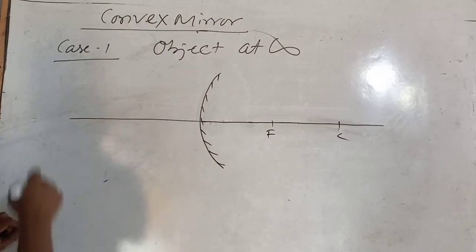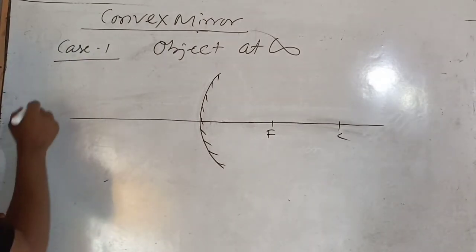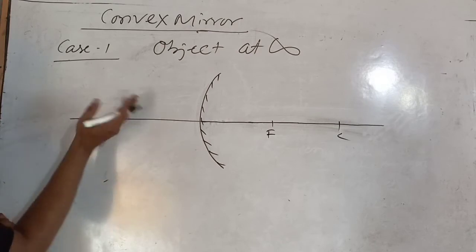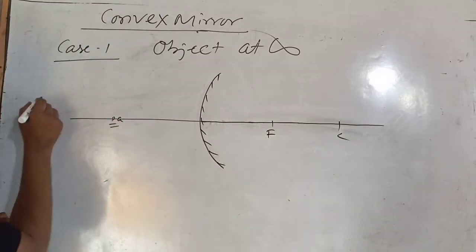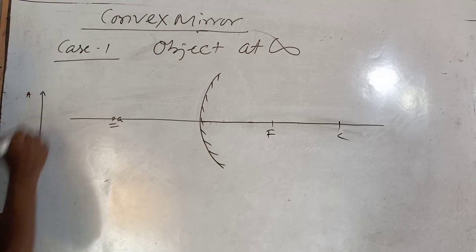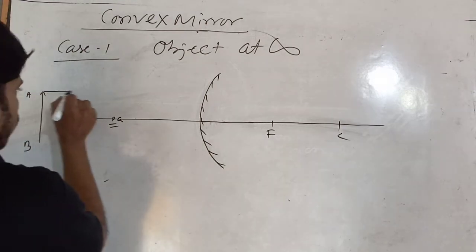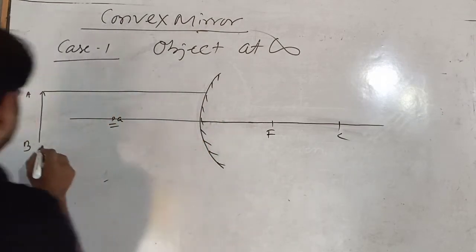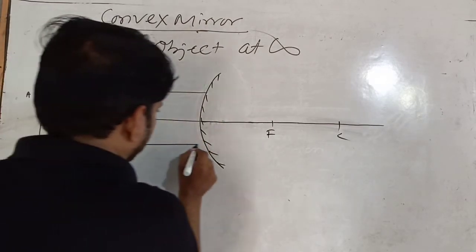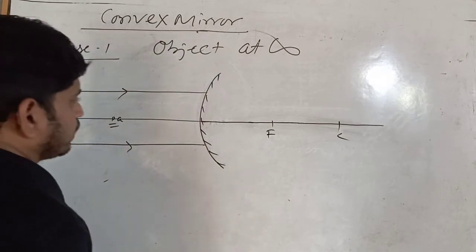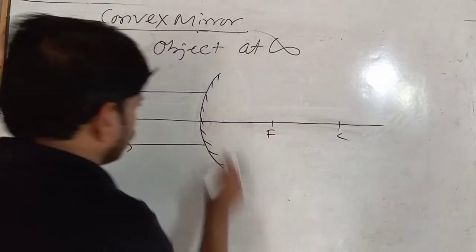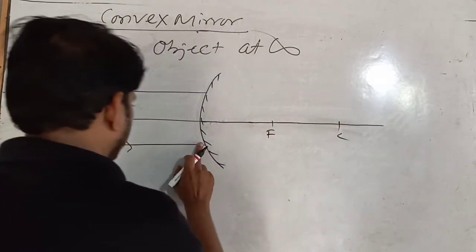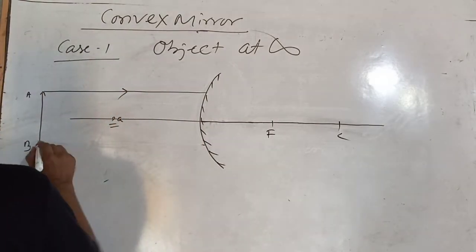The first case is the object at infinity. As we have done in the previous concave case, it is out of the principal axis. This is the principal axis. Out of the principal axis, we will take a larger size of object A, B. Rays are coming parallel to the principal axis. From point B, the ray is also coming parallel to the principal axis. We know that rays coming parallel to the principal axis will intersect at F, the principal focus.